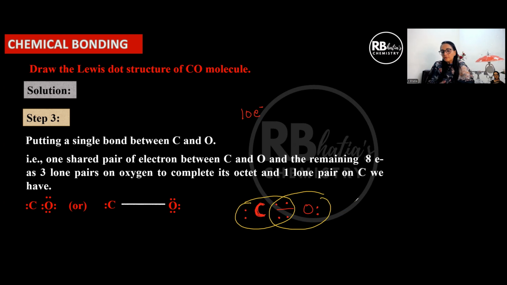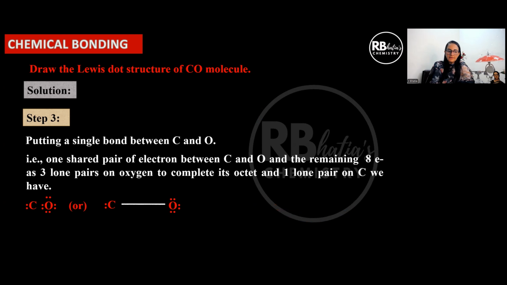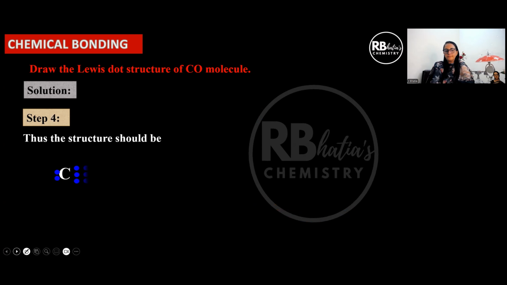So what is the overall structure? I can draw the structure like this: 3 bonds between carbon and oxygen, and 1 unshared pair on each, called a lone pair. We move on to the next. This is the structure of carbon monoxide.